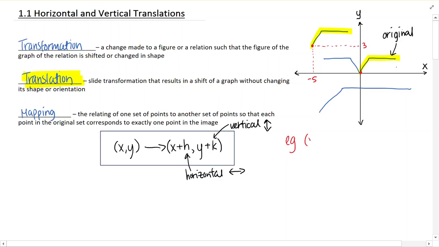So the original was at some x, y value. All the points on this particular figure have moved 5 to the left. So the h value is going to be -5 because it's left. And it has moved 3 up. So remember, positive is up, negative is down. So y plus 3. And this is how I would show mapping for my example up here.